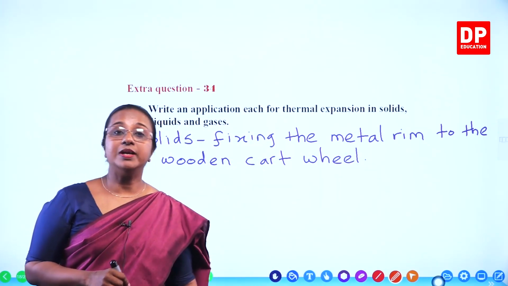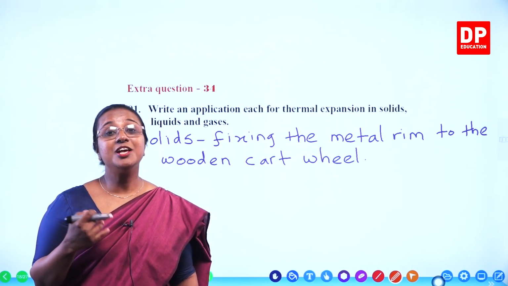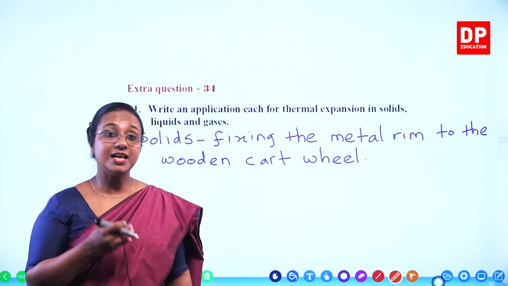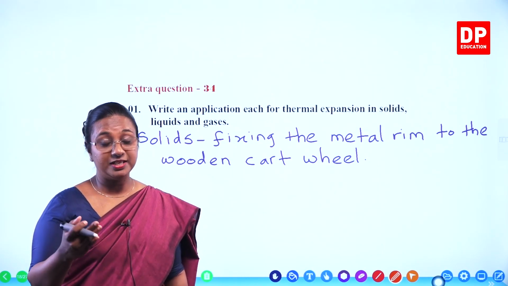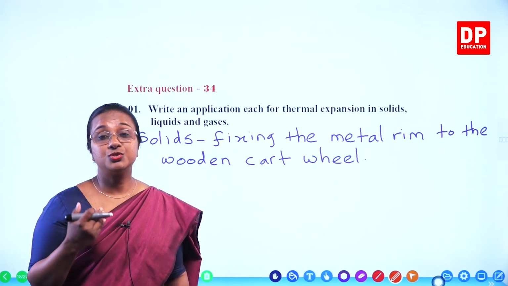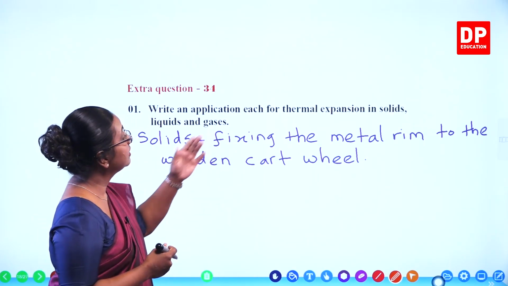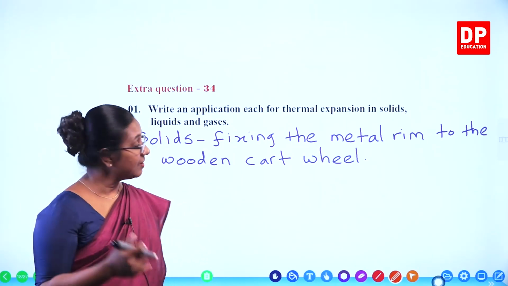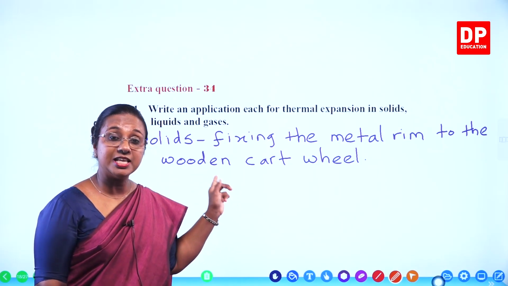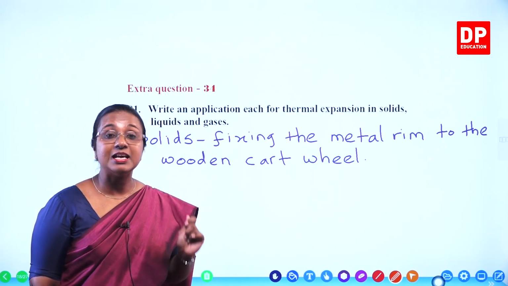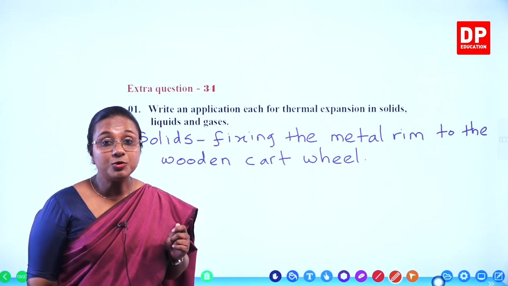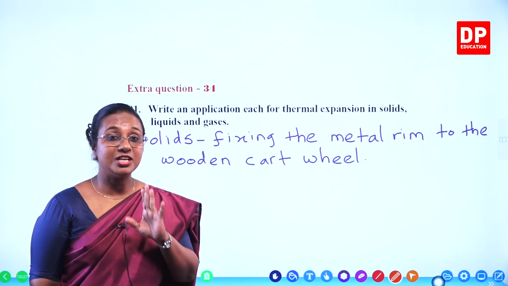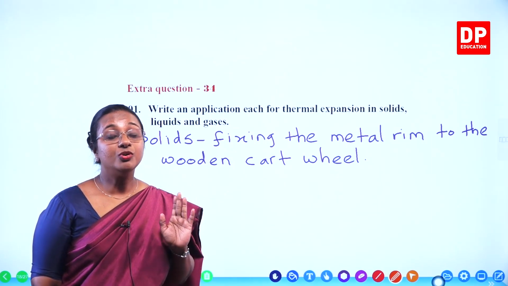Then in liquids, that's a very common application. We use mercury and alcohol in glass mercury thermometers as well as glass alcohol thermometers. There we are able to use those two liquids because of their thermal expansion. That's why we are able to read the temperature. The same way, students, I did mention even in solids, the bimetallic plate is used as the thermostat. That is also a thermometer. So there also it is the expansion in solids due to temperature.